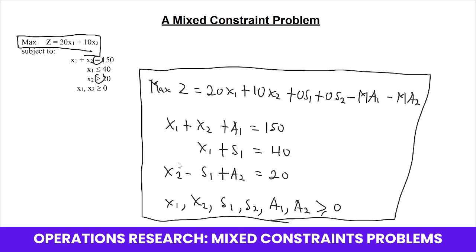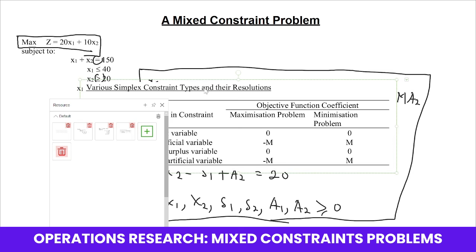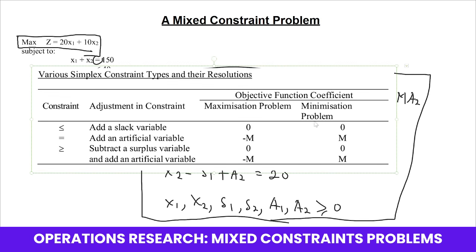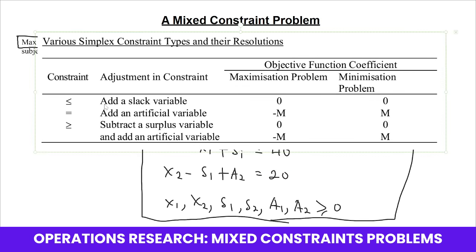Okay, so let me quickly add this. This is a summary for various constraint types and their resolutions. So when you have a constraint where it is less than or equal to, all you have to do is just add a slack variable, and when it is an equal sign, you just add an artificial variable, and when it is greater than or equal to, you subtract a surplus variable and then add an artificial variable.